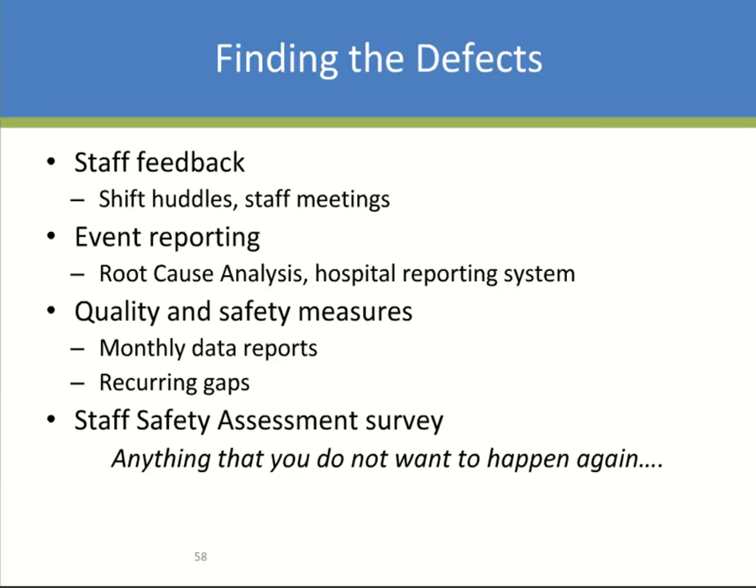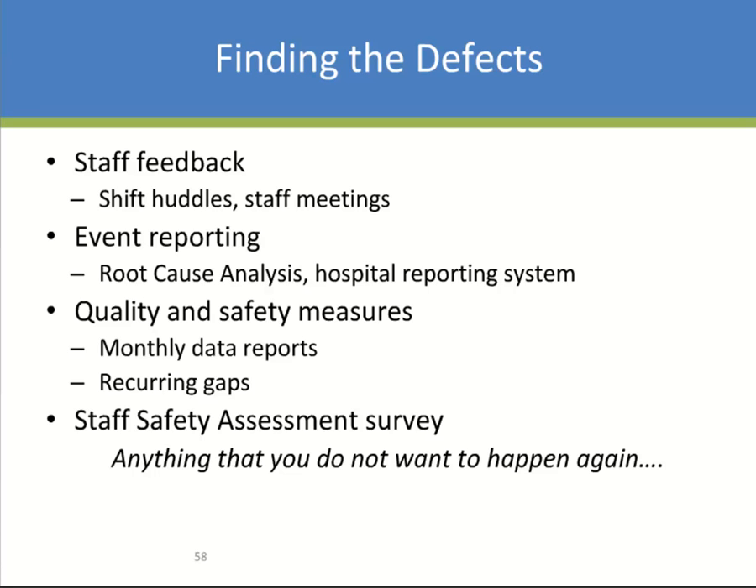Strategies to identify defects include finding themes among event reporting or common reasons for root cause analysis or sentinel events, and also monthly data reports that identify recurring gaps or outcomes that aren't quite reaching a specific target. In my own experience, a great way to help identify defects within your work environment is directly through frontline staff. Daily shift huddles are an open forum to discuss unit successes, as well as talk about safety concerns that staff may have.